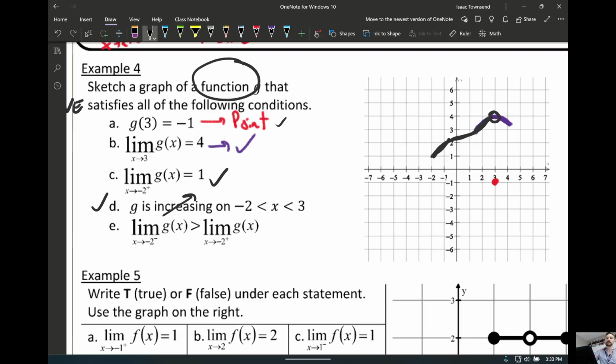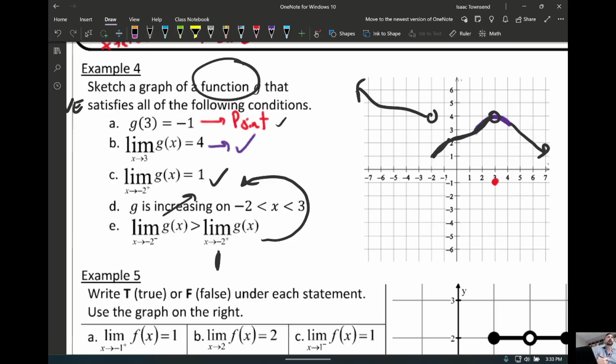Okay, and then finally, the last one that we have to do, and then we'll check: the limit as x approaches -2 from the left needs to be bigger than the limit as x approaches -2 from the right. Well, they already told me the limit as x approaches -2 from the right is supposed to be 1, so I need it to approach something bigger from the left. You can pick 2, you could pick 1.1, you could pick 4, doesn't really matter. Like I said, there's infinitely many correct answers.